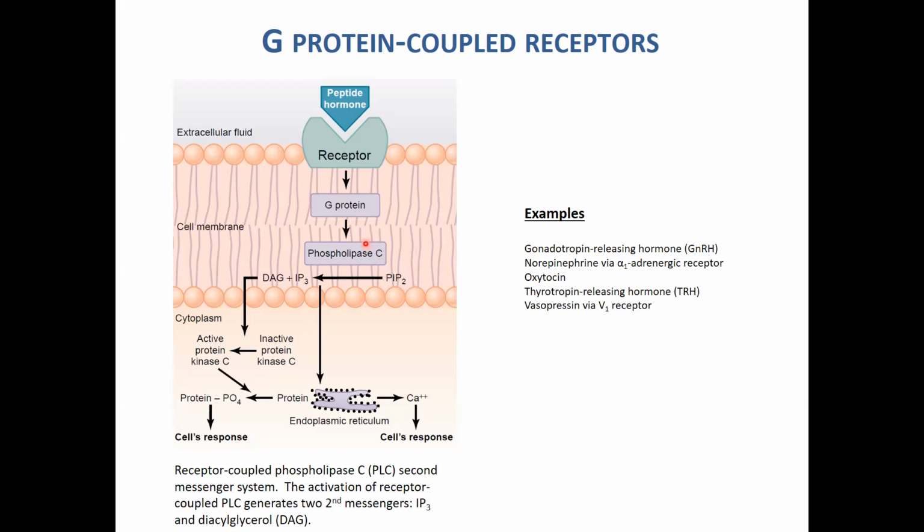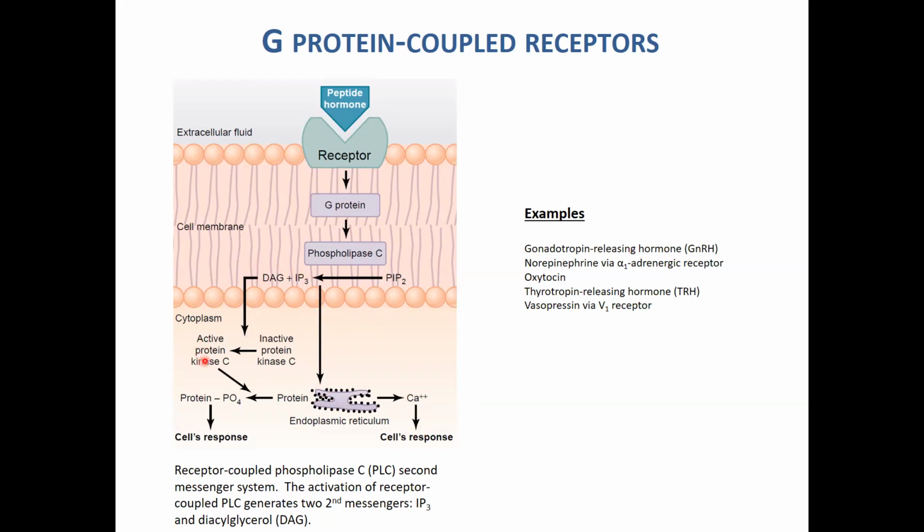It's going to produce two second messengers. One is a lipid portion called diacylglycerol. The other is a sugar called inositol trisphosphate, IP3. IP3 is water soluble and floats in the cytosol. It binds the receptor on the endoplasmic reticulum, and that receptor releases calcium from the ER to produce a calcium response, rising calcium in the cell.